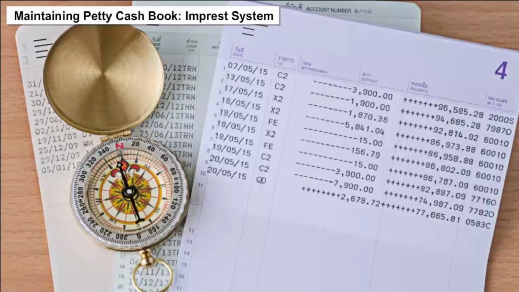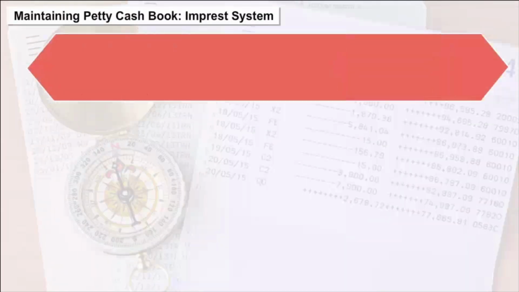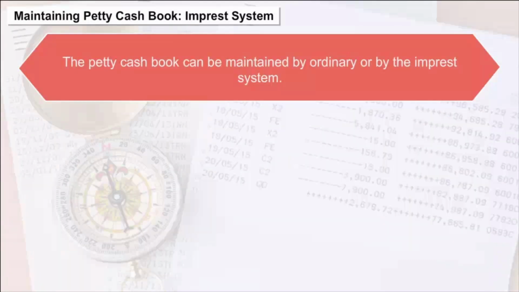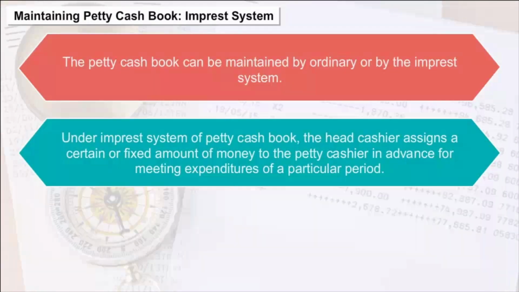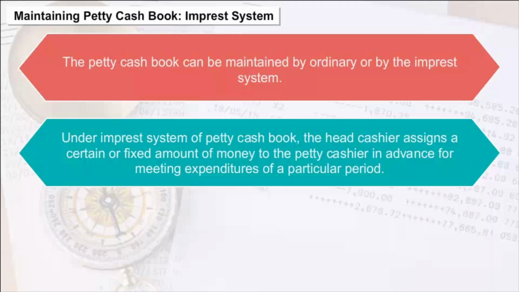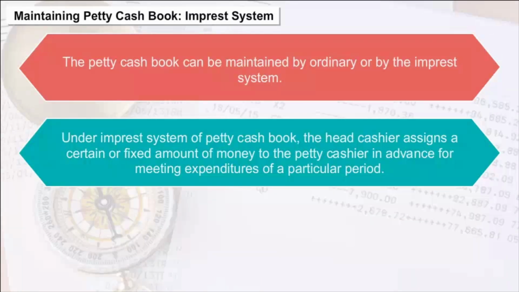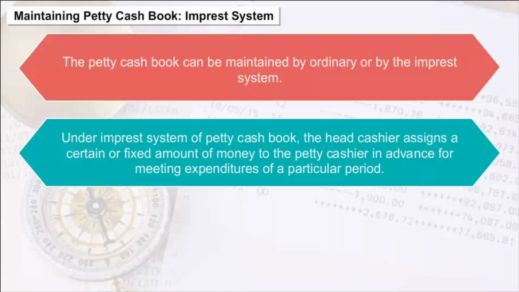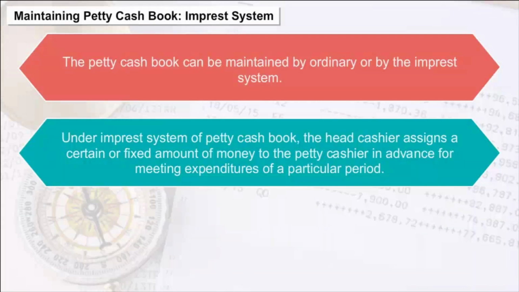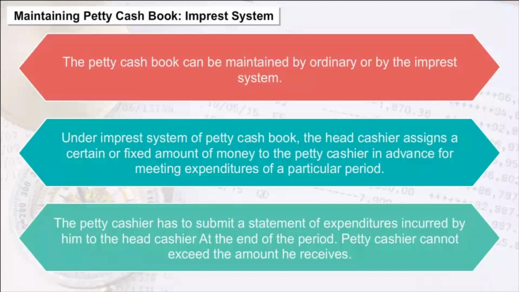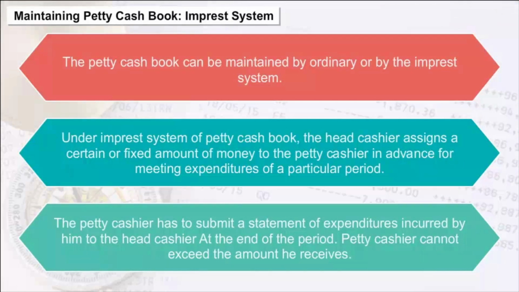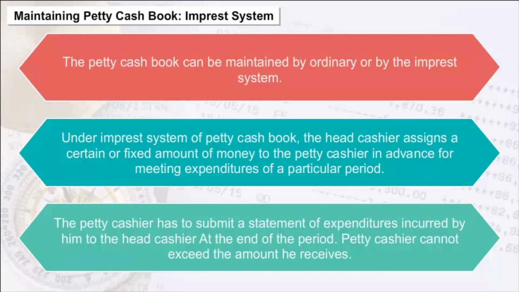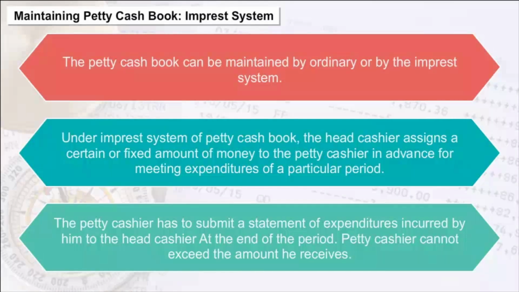Maintaining petty cash book. Imprest system. The petty cash book can be maintained by the ordinary or by the imprest system. Under the imprest system of petty cash book, the head cashier assigns a certain or fixed amount of money to the petty cashier in advance for meeting expenditures of a particular period. The petty cashier has to submit a statement of expenditures incurred by him to the head cashier at the end of the period. Petty cashier cannot exceed the amount he receives.